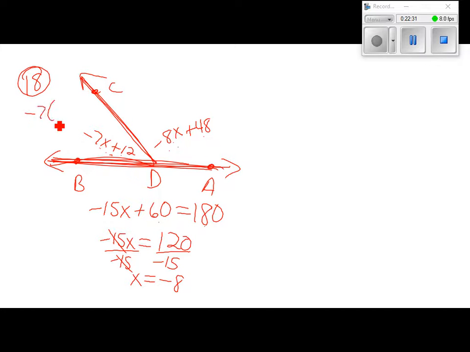So we're just going to take negative 8 and plug it back in right there. So negative 7 times negative 8 plus 12. Negative times negative is positive. 7 times 8 is 56. 56 plus 12 is 68 degrees. So our answer here is 68 degrees, which is letter D.